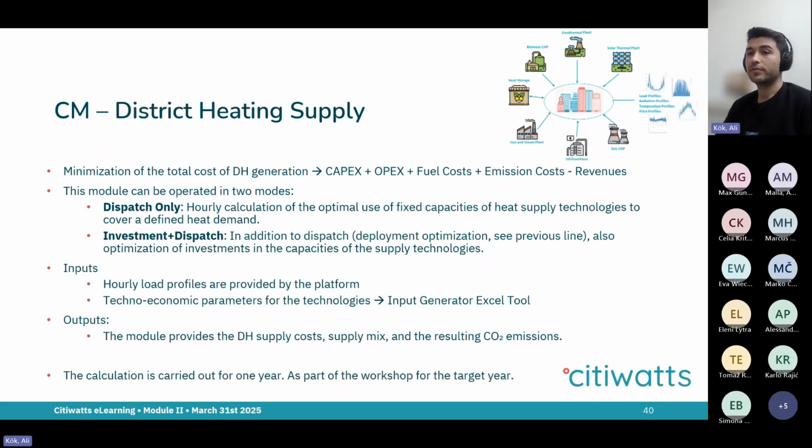Of course, we have more detailed results, but these are the main results you will be receiving from the model. Also, one remark: this model works for a one-year horizon. So we have an hourly calculation, but for a single year. In this e-learning session, you can think of this as a target year. So we are modeling for the future year 2040, let's say. That's our decarbonization target, and that will be the year that we are giving the parameters for. So all the costs, everything should be for that year we are considering.